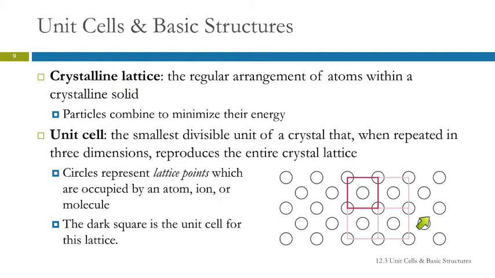So here's a representation 2-dimensionally of a crystal lattice. And here is the smallest piece that if we copy this over and over again, we're going to get the whole lattice pattern. The circles represent lattice points. Those would be occupied by atoms, ions, or molecules. So the dark square here is the unit cell, and then the lighter ones show how it repeats and forms the lattice. Everybody okay with that? That's what we mean by a unit cell.